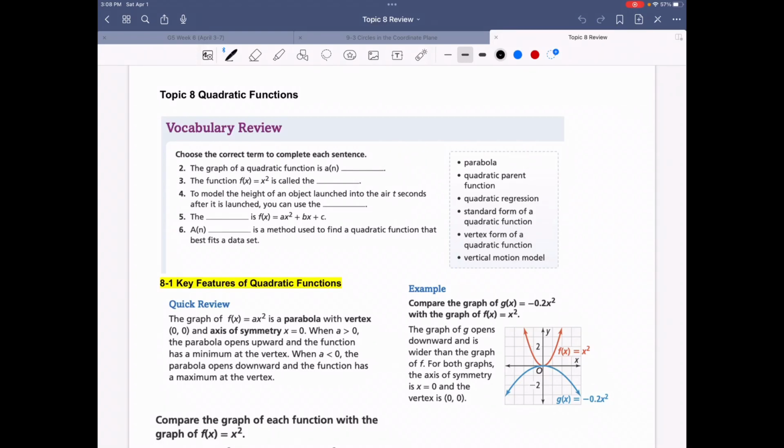Algebra 1 students. Today we're reviewing topic 8, quadratic functions, and you should follow along on the handout. For the vocabulary review, it's saying that the graph of a quadratic function is a parabola.